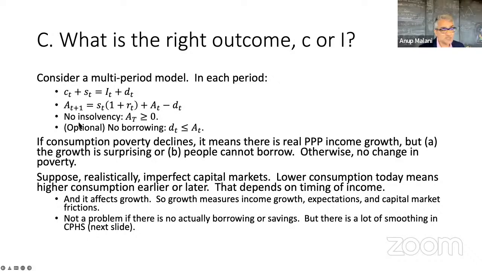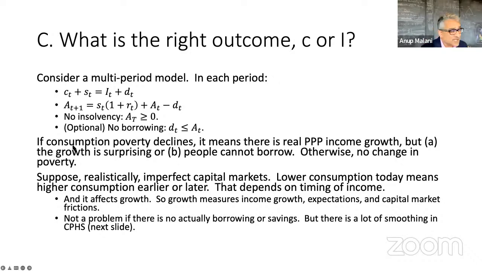And you can impose various constraints. You can say there's no insolvency over the course of your life: at the end of the last period, you have to have a positive amount. And you can also introduce, for example, borrowing frictions and just say that D has to always be less than A_t in each period, so you can never go into a negative balance. No net indebtedness. All right.